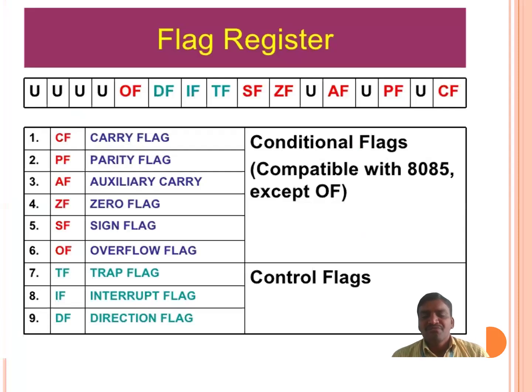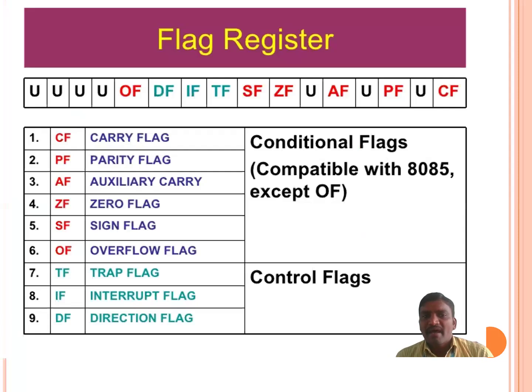That means whenever we are performing an ALU operation between 2 numbers, for example addition, if there is a carry out of the MS bit, not in the middle of the bits, but out of the MS bit, in that case only this carry flag is set to 1. Otherwise, it will be reset to 0. So that is the carry flag.